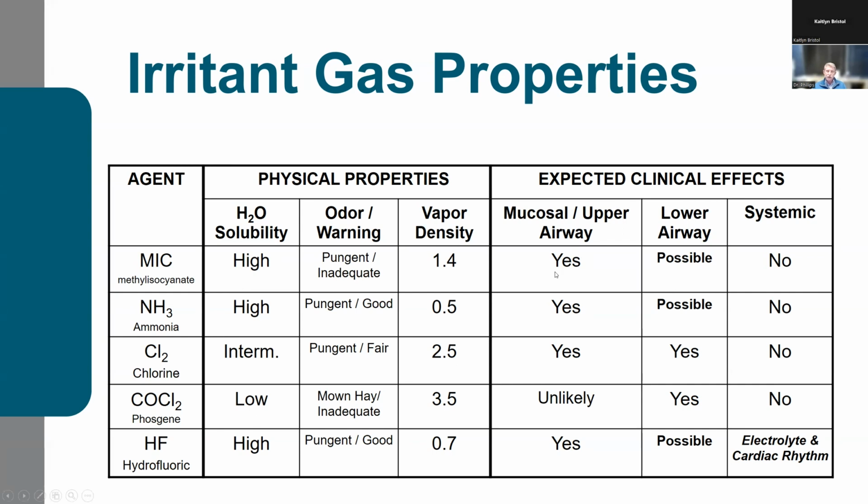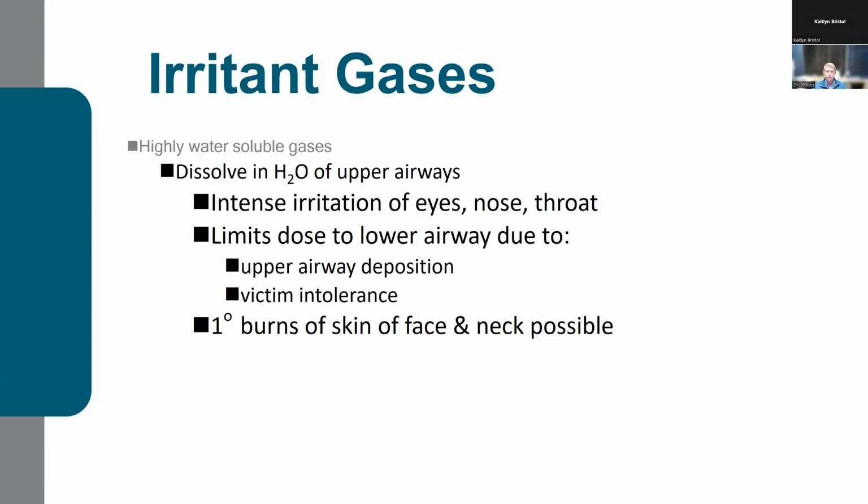Expected chemical effects: since it has high water solubility, methyl isocyanate is obviously very injurious and causes early morning symptoms without systemic effects. However, if we look at hydrofluoric acid, a compound also with high water solubility and low vapor density, it causes both upper and potentially lower airway injury, and it can cause significant electrolyte and cardiac rhythm disturbances because of hypocalcemia. So that's an example of the systemic effects that might occur from inhaling a gas.